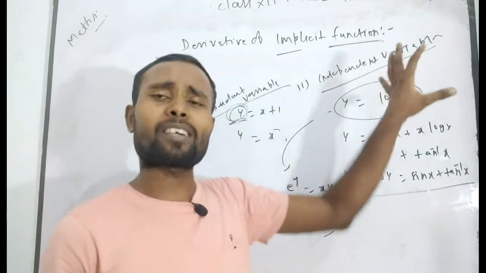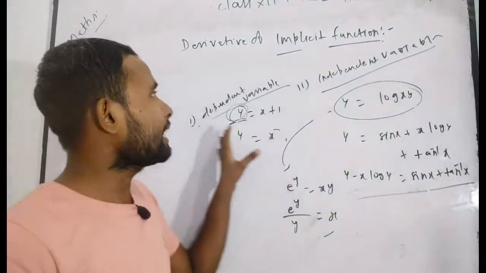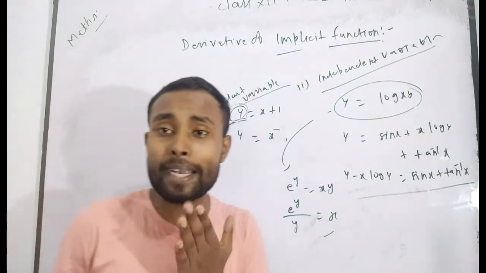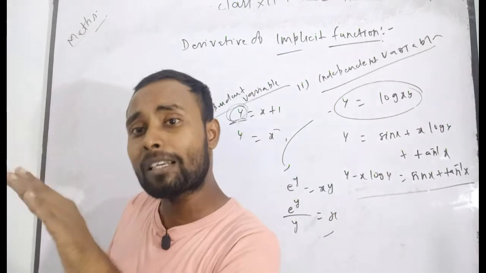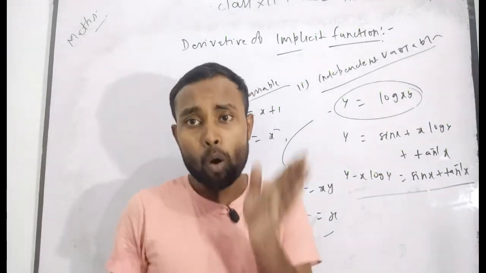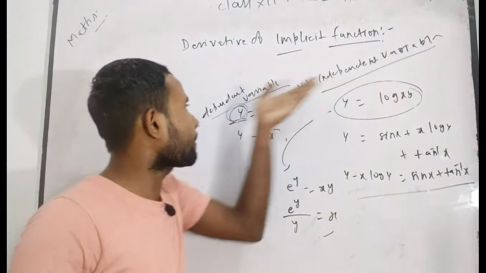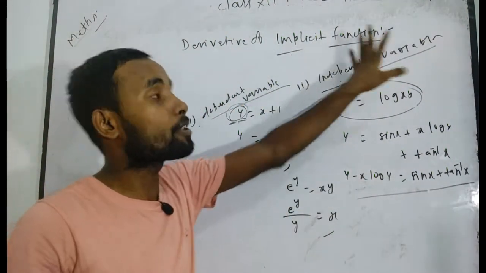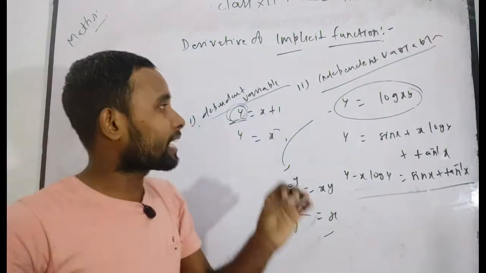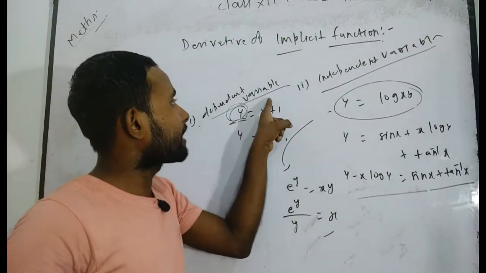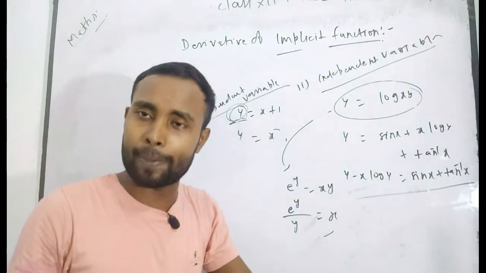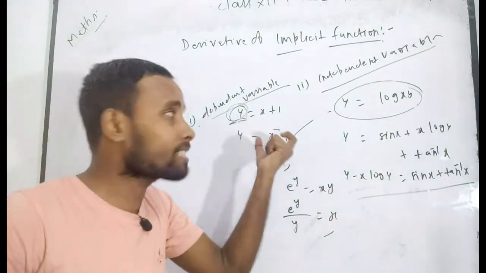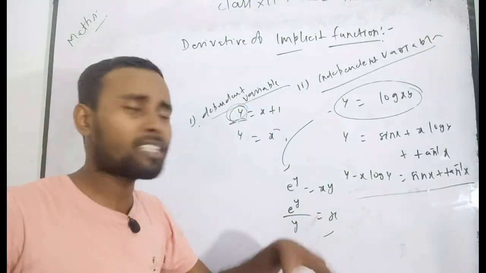Now, the derivative of an implicit function. Whenever you cannot express the dependent variable completely in terms of the independent variable, or the independent variable completely in terms of the dependent variable, you can tell me it is an implicit function. Implicit function means that neither variable is completely expressed in terms of the other. This is the actual definition.